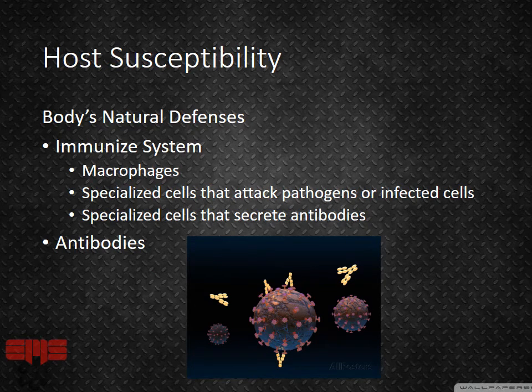And then your immune system: you have macrophages in your tissues. We mentioned your lungs, but really in all tissues, macrophages are just white blood cells that engulf bacteria and things like that and destroy them immediately. You also have specialized cells that attack pathogens or infected cells. And you have specialized cells that secrete antibodies. Antibodies, as you can see in the pictures, are little Y-shaped molecules, and they are attaching.